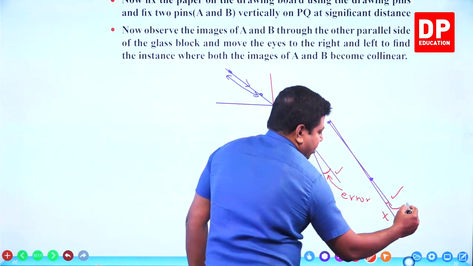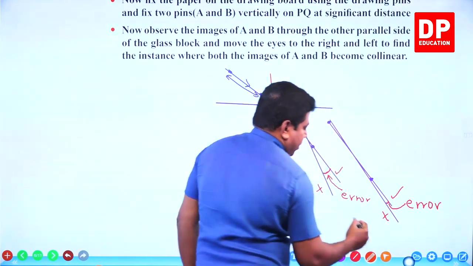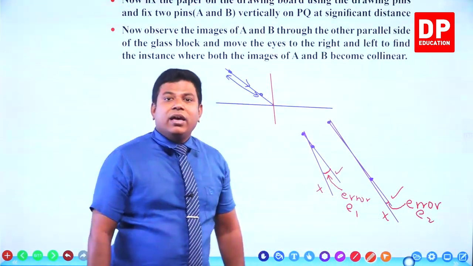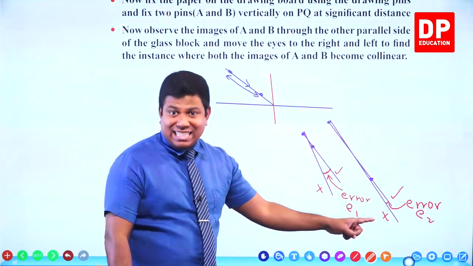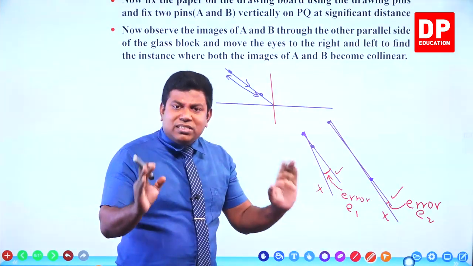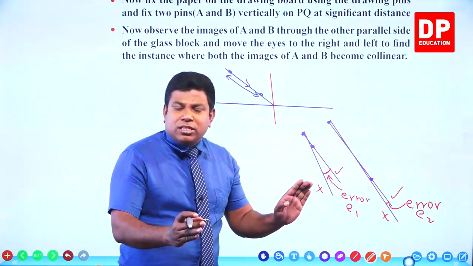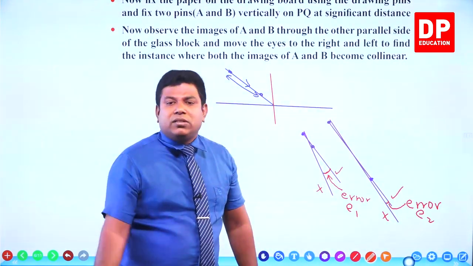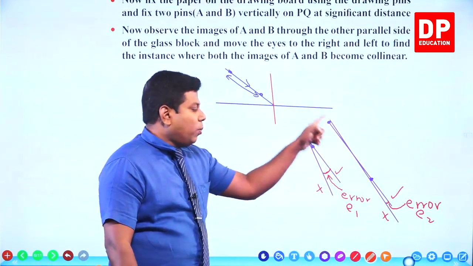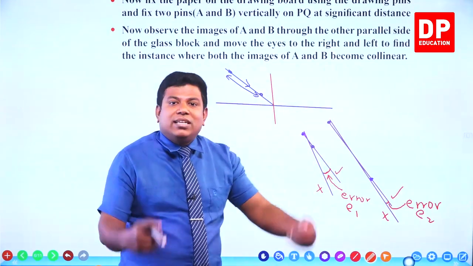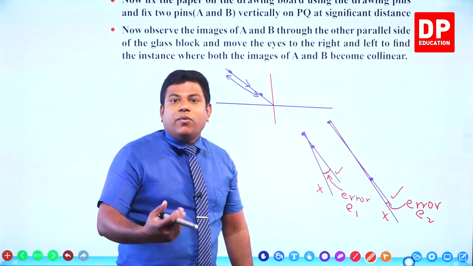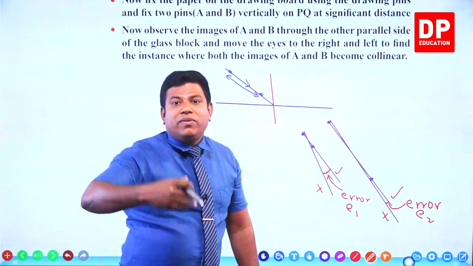And look at the error. Let me say E1, E2. Error 1, error 2. What do you think? Error 2 is less than error 1. He also did the same mistake. What's the mistake? Not connecting the midpoints of the dots. Still, his error is less. The reason, the two points he had were at much more distance than the first student's two dots. So, this is one reason why we say the two pins have to be fixed at much more distance.